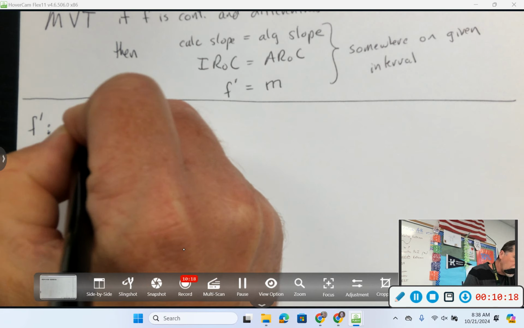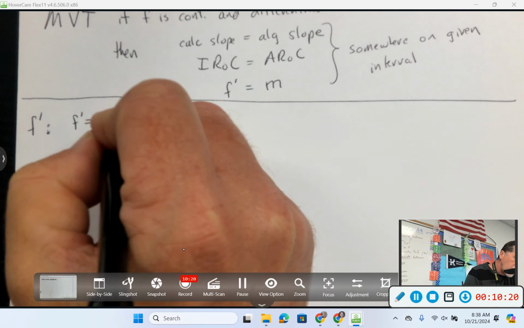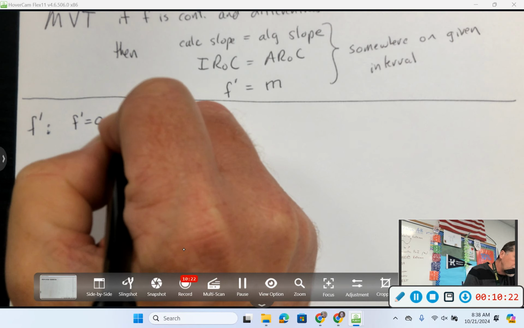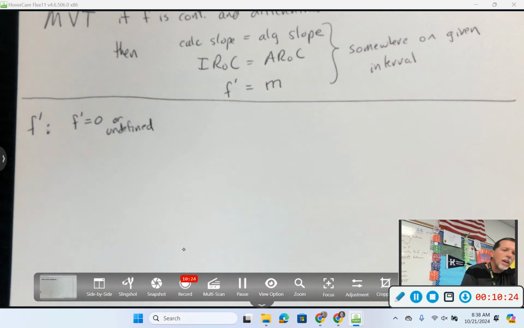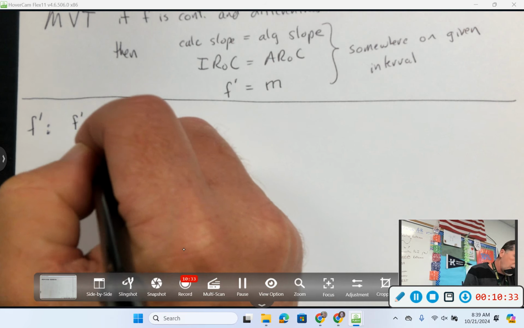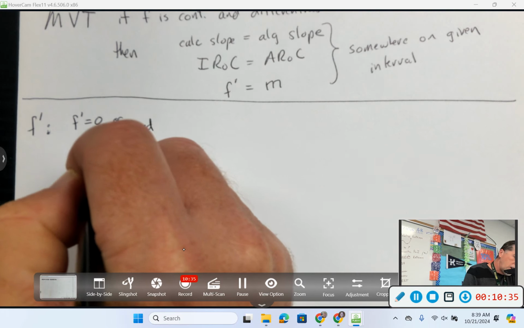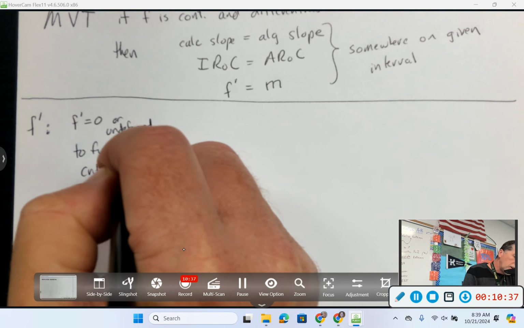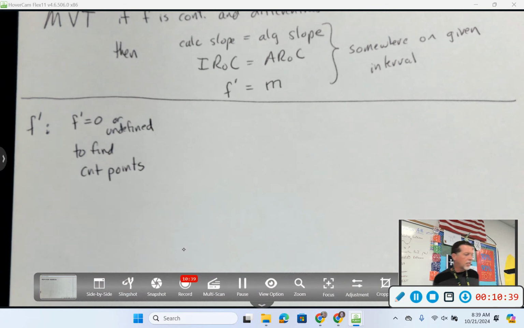All right, we would take a derivative and set it equal to 0, or undefined. See where it's undefined. And do you remember what the name of those points are called? Those are critical points. So f prime equals 0 or undefined. Those give us the critical points. Sometimes we ask for the critical points and you're done.